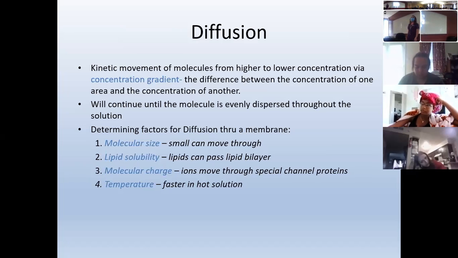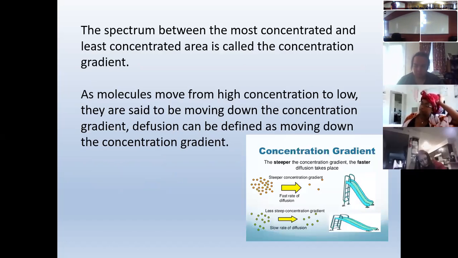What is the charge? What kind of ion is it? And finally, temperature. The hotter stuff is, the faster it's going to move. So those are the 4 factors for determining how easily and how quickly stuff is going to move.